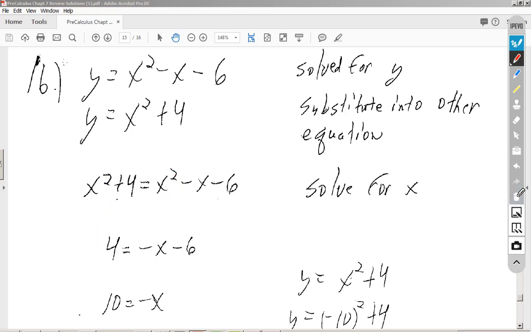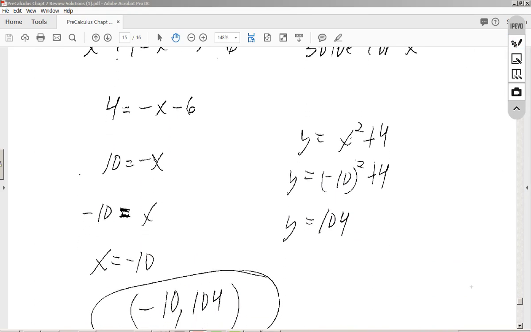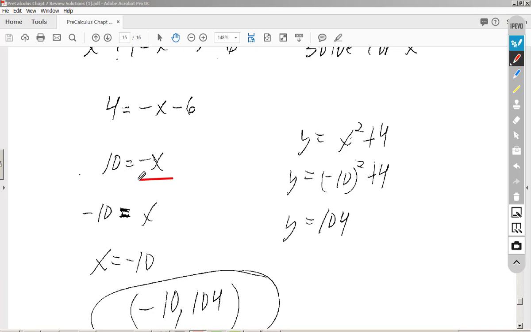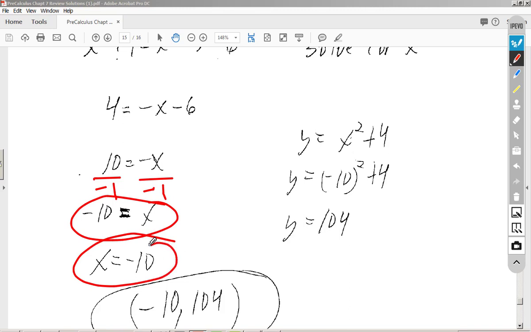Now I just need to go ahead and add 6 to both sides. So 4 plus 6 is going to equal 10. I got 10 equals -x. So now that I know that 10 equals -x, just divide both sides by -1. So dividing both sides by -1, I end up with x equals -10. So that would be my value of x is equal to -10.